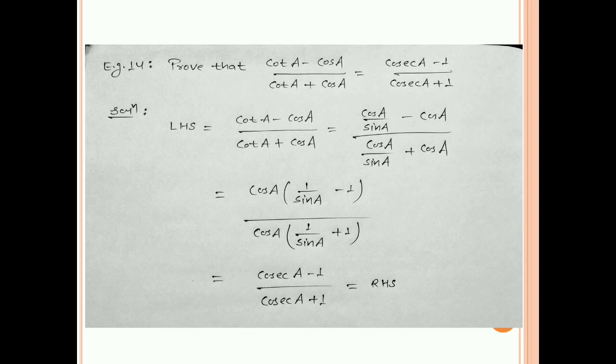in the numerator we will get 1 upon sin A minus 1, and in the denominator we will get 1 upon sin A plus 1. Cos A and cos A will cancel out, and we will get (1 upon sin A minus 1) upon (1 upon sin A plus 1). And as we know, 1 upon sin A is cosec A, so we can write (cosec A minus 1) upon (cosec A plus 1). So it is equal to our RHS.